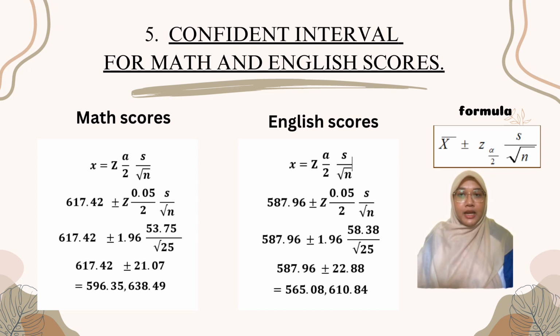Next is English score. 587.96 plus minus Z 0.05 over 2 times sigma over square root of n. 587.96 plus minus 1.96 times 58.38 over square root of 25.